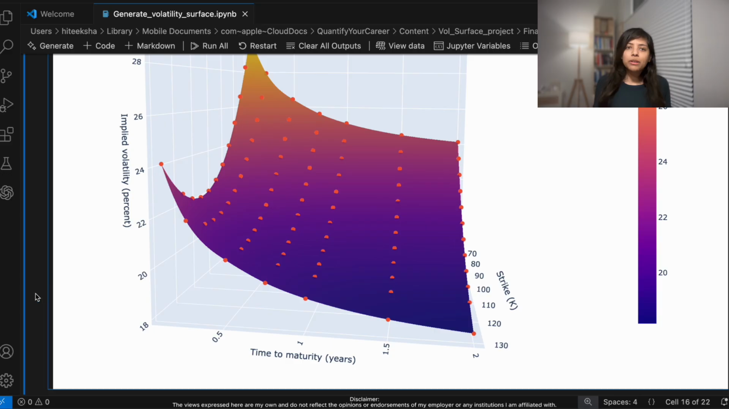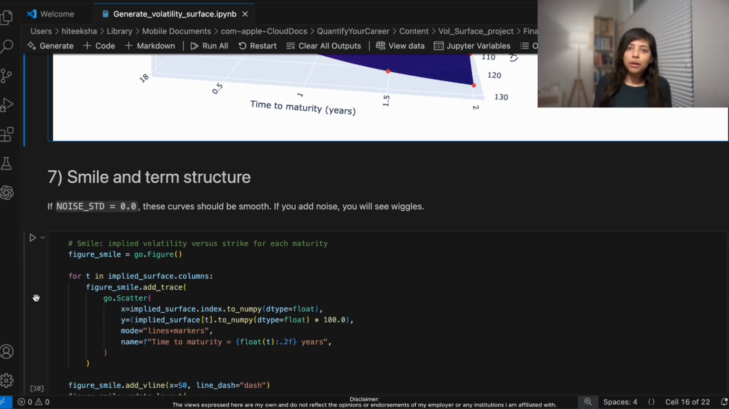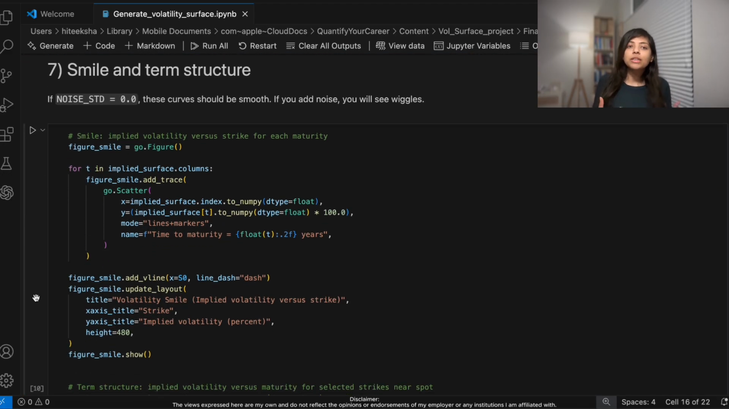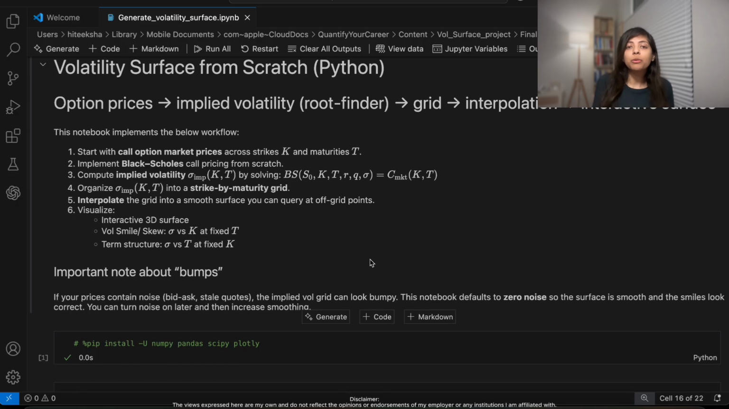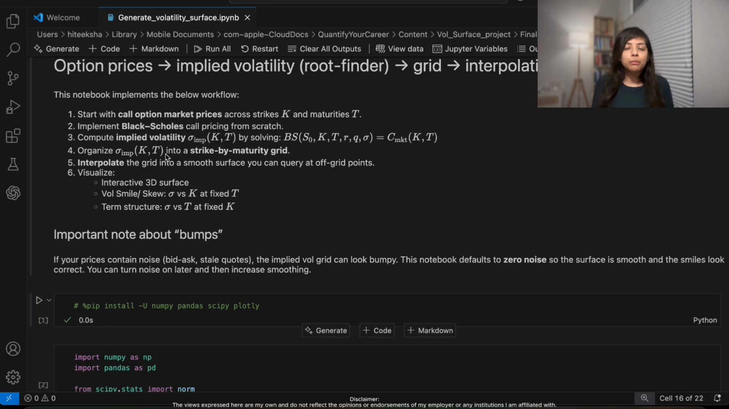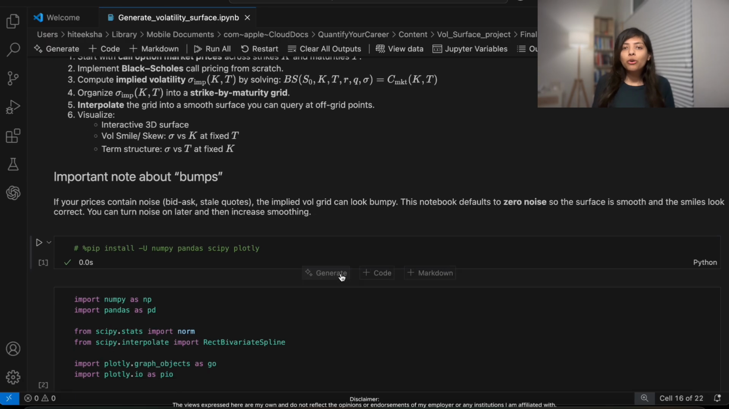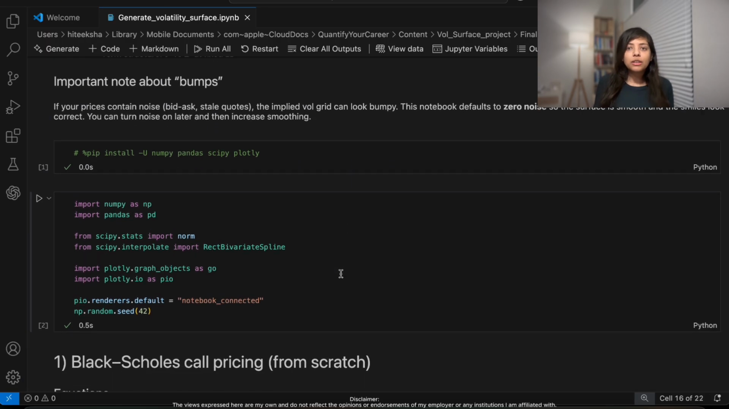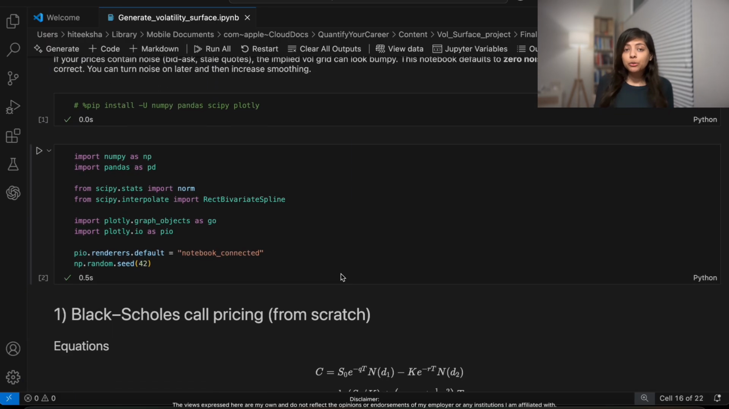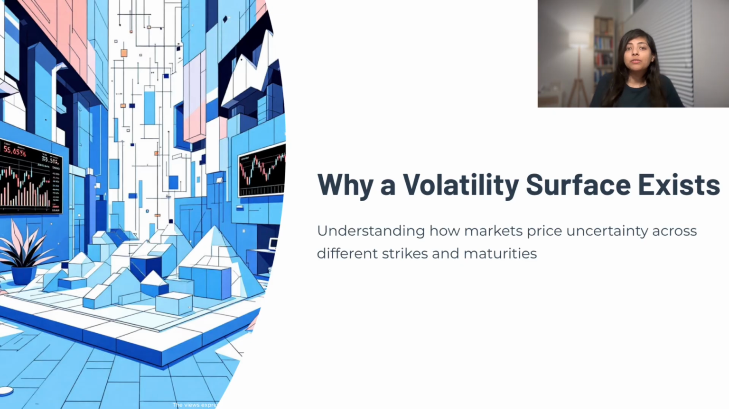And we are going to build that entire map from scratch in Python step by step so you can actually see it, rotate it in 3 dimensions, and understand exactly what's happening under the hood. So we are going to implement the Black-Scholes formula ourselves. We are going to compute implied volatility using a numeric root finder. We are going to organize everything into a grid, smooth it into a continuous surface, and then plot it in 3 dimensions.